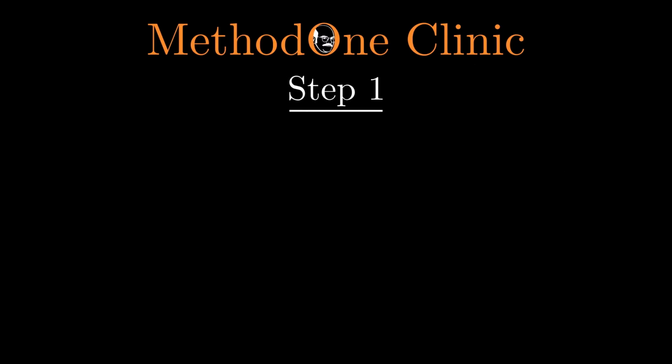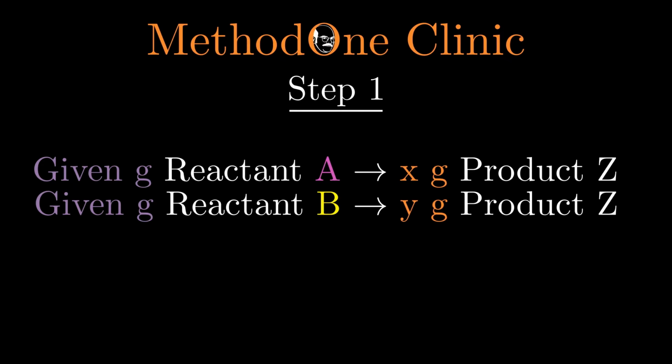First, use stoichiometry to determine how much of a product is formed from each reactant given. I'm going to add the subscripts to the letter Z as a reminder of which reactant was used.